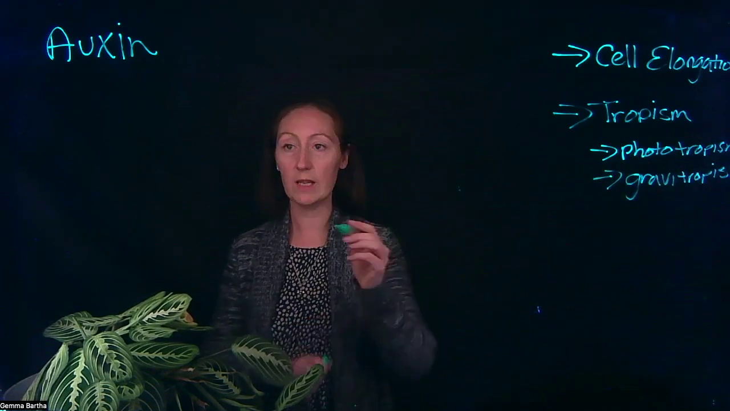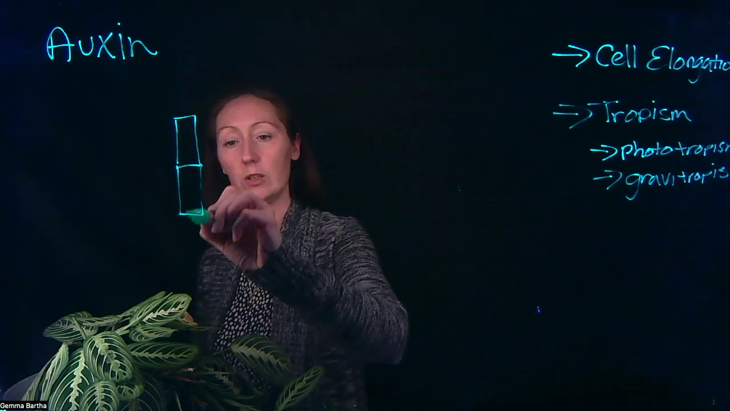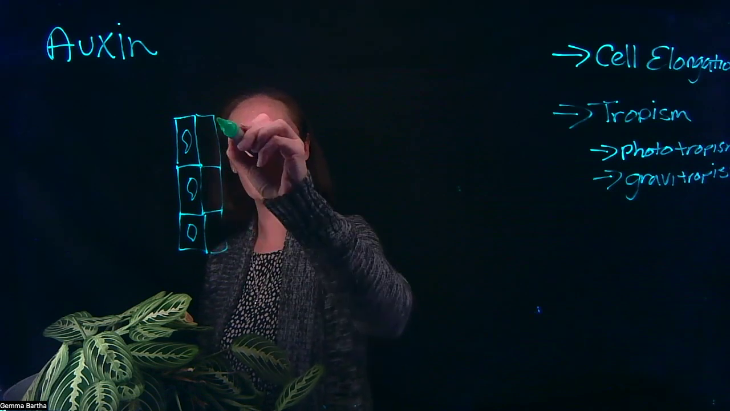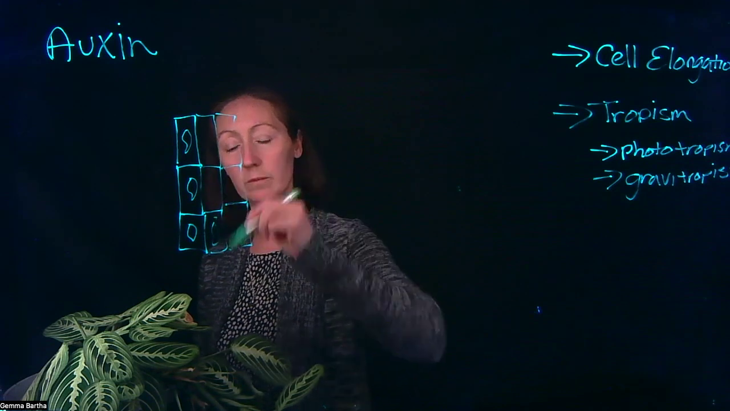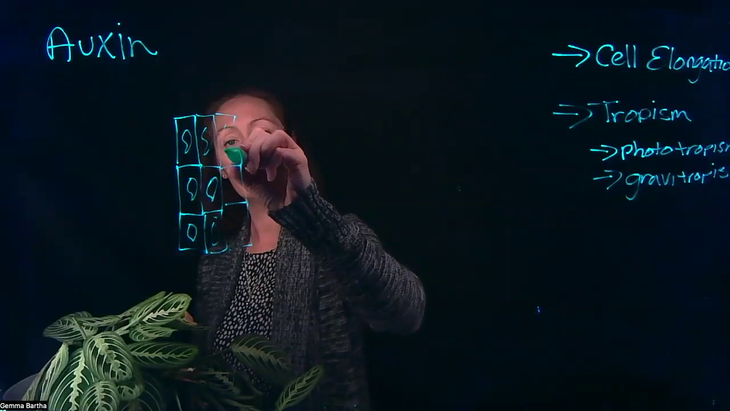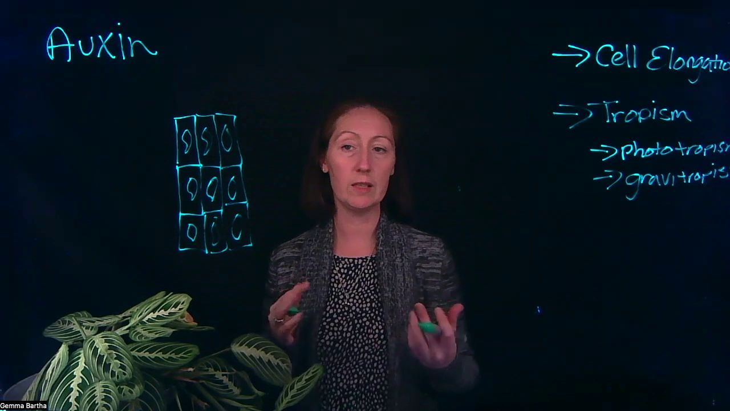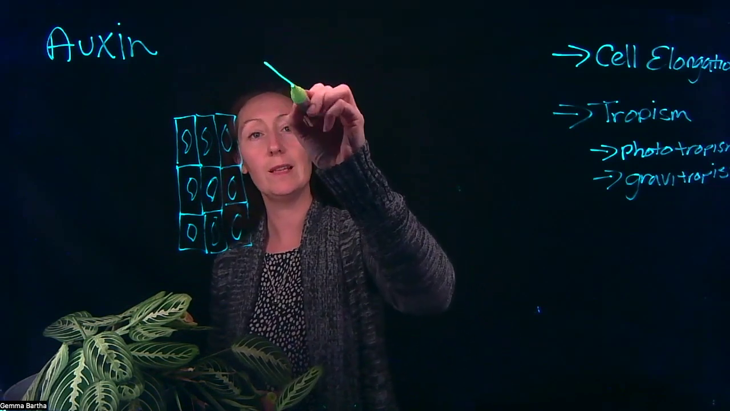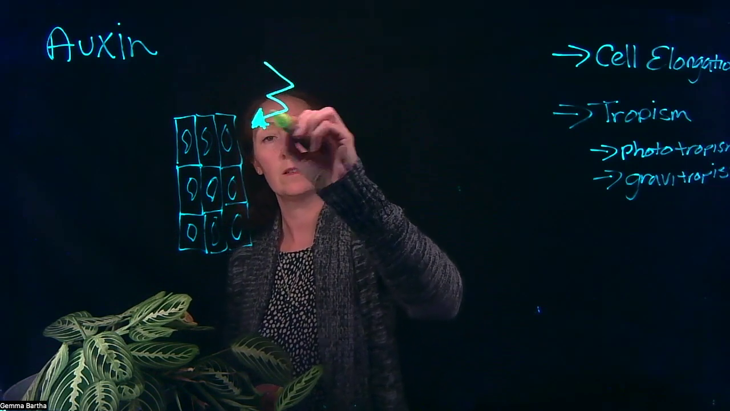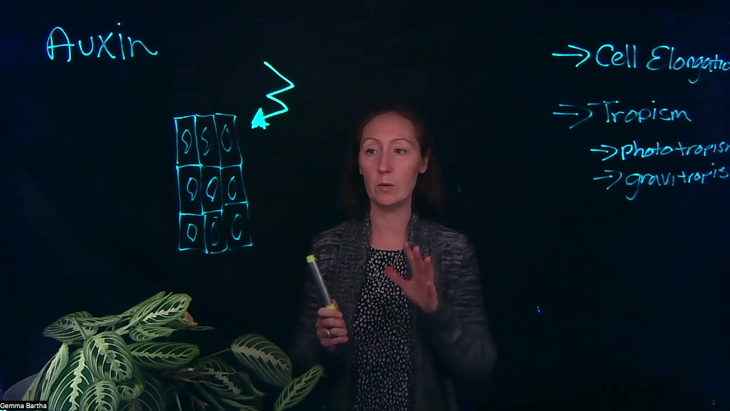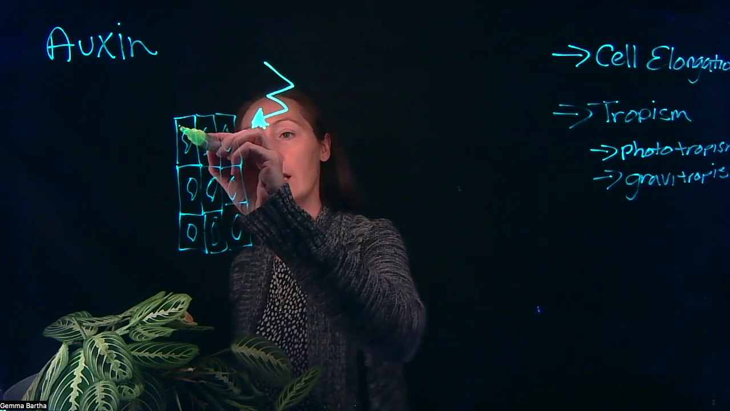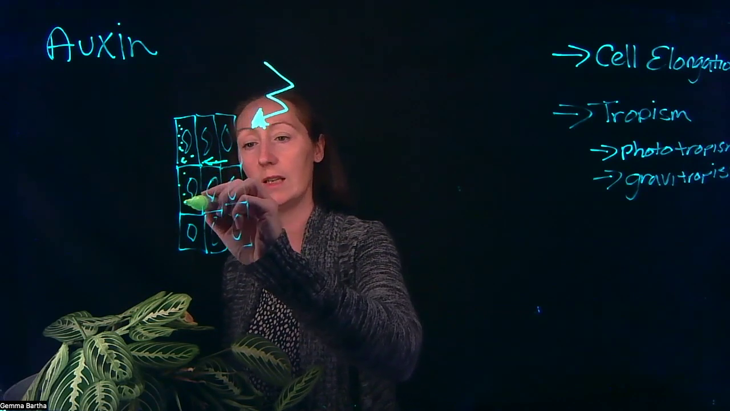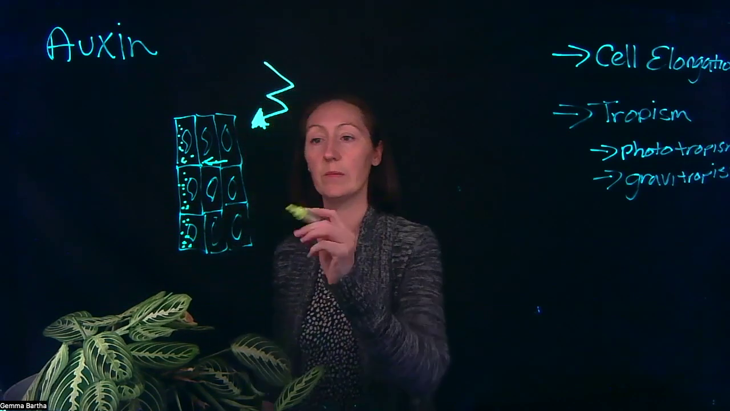Okay, so let's pretend that we have a whole bunch of cells here. And this will be your vacuole. We're just going to draw them 3 layers thick. Big central vacuole. Okay, and so let's pretend that this is a stem. When you have light coming in and shining onto that cell, the auxin is actually going to migrate to the shady side. Okay, so that is your shady side.